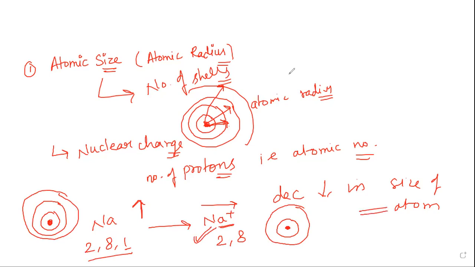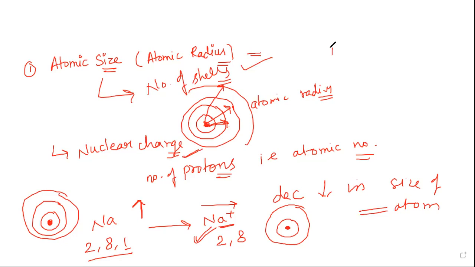So here we have two things on which the atomic size depends. The first one is the number of shells. As the number of shells increases, the atomic size will increase, and depending on the nuclear charge, as the nuclear charge increases, the size of an atom will decrease.